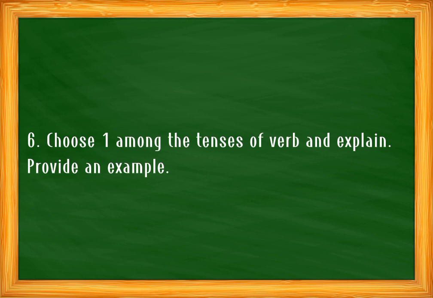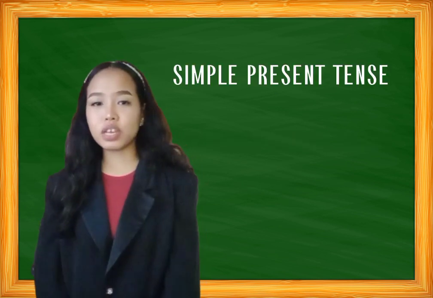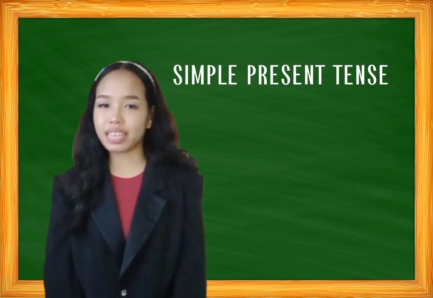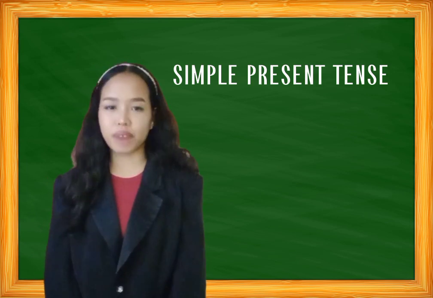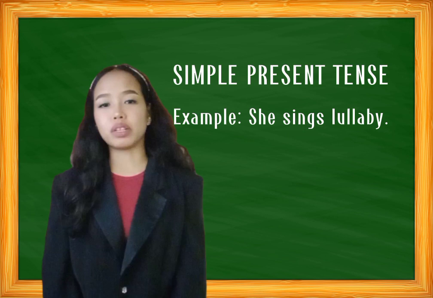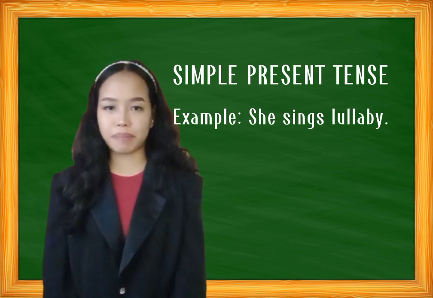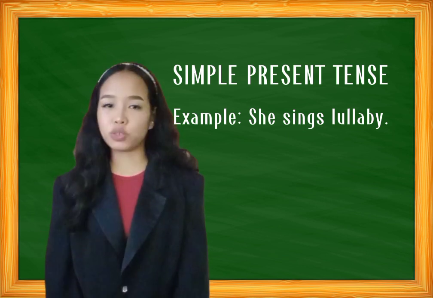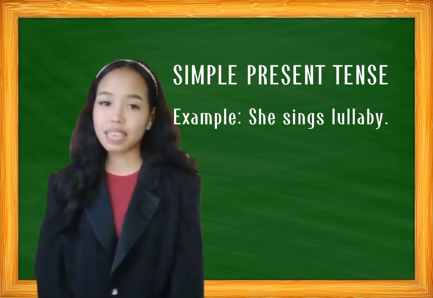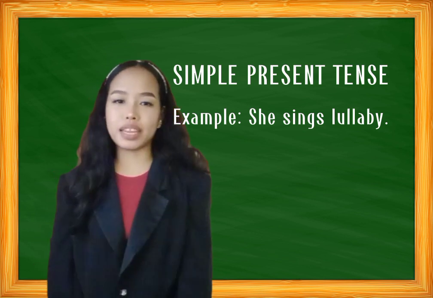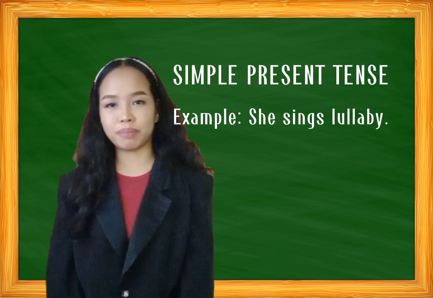6. Choose one among the tenses of verb and explain. Simple present tense shows an action that is happening in the present. For example, she sings lullaby. We can actually know that the word sings is happening in the present time.